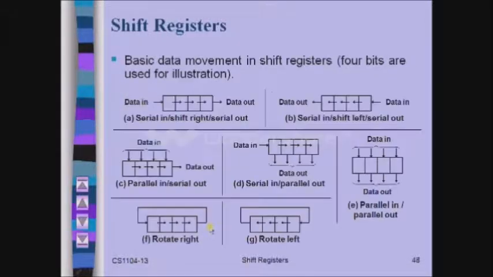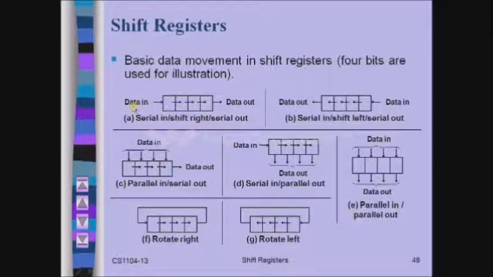Now let us see that design. Basic data movement in shift registers. 4 bits are used for illustration. So here we are using only 4-bit registers. As I'm using a 4-bit register, how many flip-flops do we require? A total of 4 flip-flops. Now the first basic functionality that we can go with is serial in, serial out, or else we can also call it a shift right register.